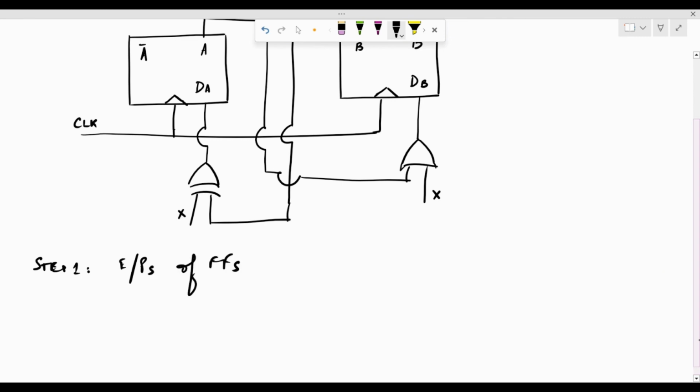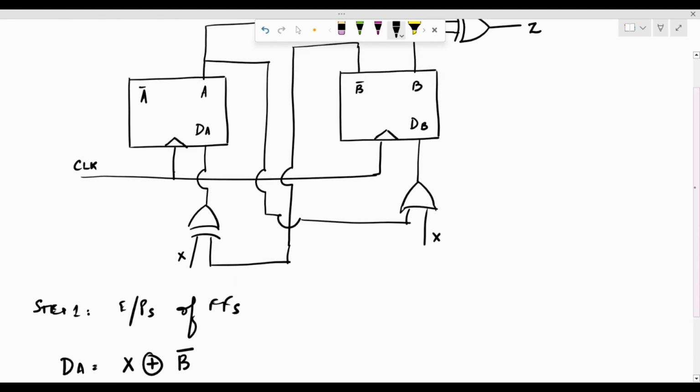Considering flip-flop A, we have DA is going to be equal to X XORed with B dash, and DB is going to be equal to X XORed with A. Now, it is very important to note that in both of these equations, the B dash and the A that we see are actually the outputs of these flip-flops, and they represent the instant n.